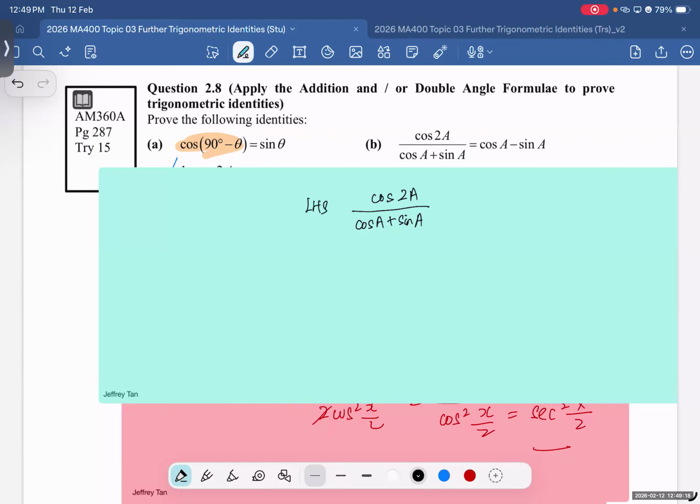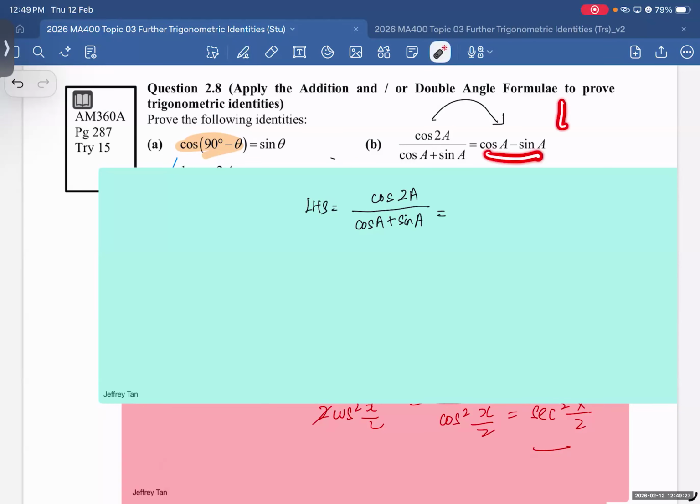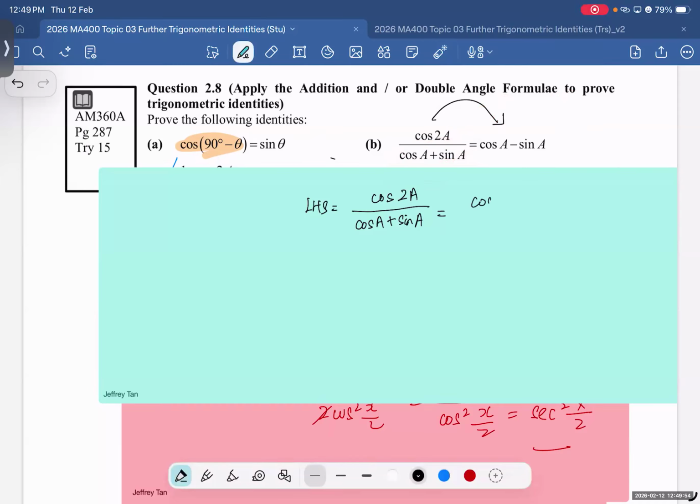Now you will see that the left hand side is a one liner, but here there are two lines. How do you get from two lines to one line? There must be some cancellation. So this is my thought. My numerator must also have a cos A plus sin A in order to cancel. Then I'm thinking, how do I get my numerator to have a cos A plus sin A? So I change it to cos square A minus sin square A.